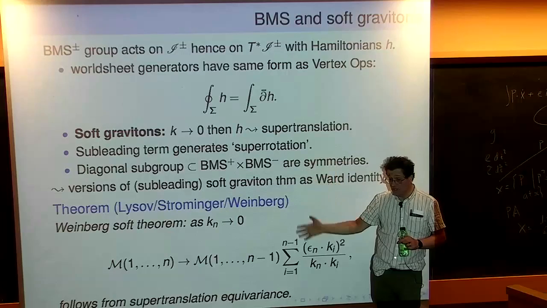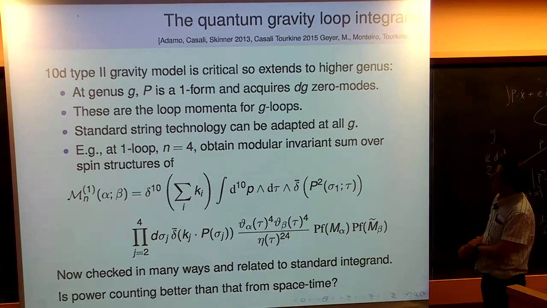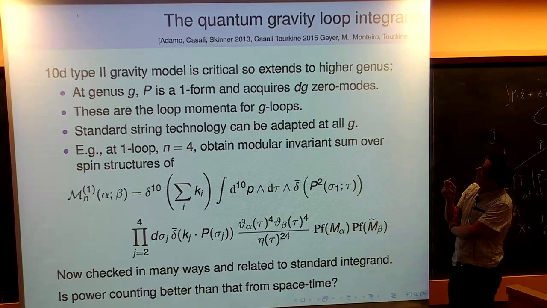So I will just say something about loops, but not so much in the context of the Weinberg theorem. And then, so the quantum gravity loop integrand. Then, so this 10-dimensional type II gravity model is critical, and so it does extend to higher genus. And some nice things happen there.